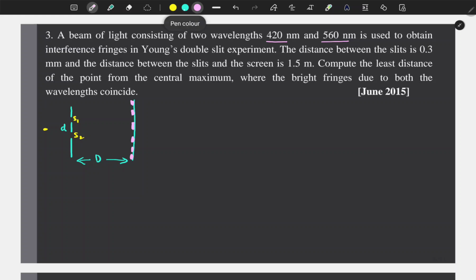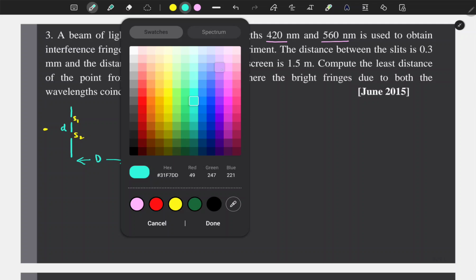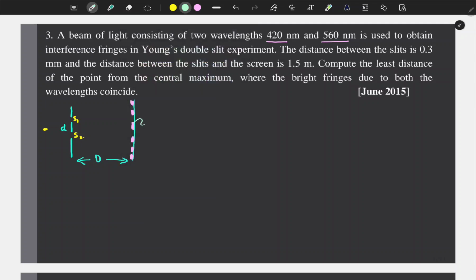This source also consists of one more wavelength. Let me consider this color. So due to this one also we are getting the fringes. The central bright fringe will be at the same position, but other bright fringes may not coincide. So at one particular position the fringes due to both of them coincide. So what is this least distance at which fringes due to both the wavelengths coincide?